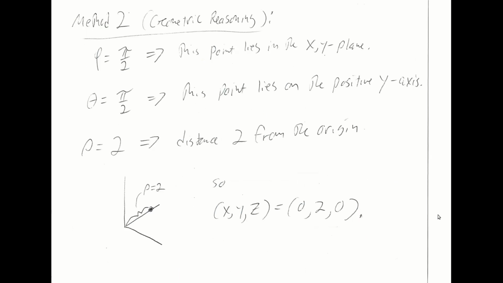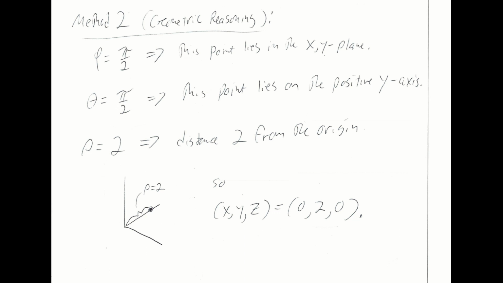The other way that one could do this problem, using some geometric reasoning, is to realize that our phi value being pi over 2 means we're looking at a point in the xy plane. So my angle phi from the positive z-axis has dropped from the positive z-axis through an angle of pi over 2 to land exactly on the xy plane. So I know that I've got a z equal to 0 in my Cartesian representation. Since we're looking at the xy plane here, z would have to be 0.